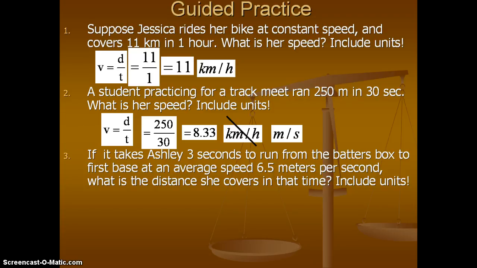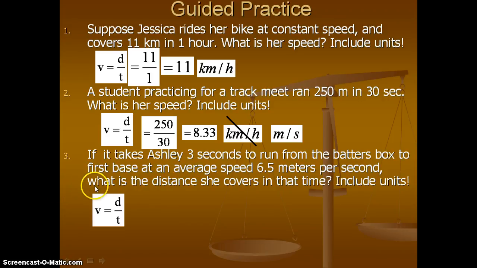Number 3. If it takes Ashley 3 seconds to run from the batter's box to first base at an average speed of 6.5 meters per second, what is the distance she covers in that time? Include units. So, V equals D over T. I want to point out here that we are not looking for speed this time. We are given speed right here. So this 6.5, we're actually going to plug in right here for V. We are looking for distance.